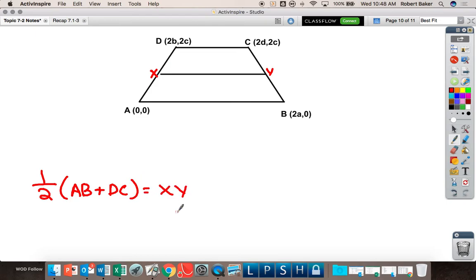We have to prove that that's correct. It says prove that 1/2 of DC plus AB is equal to XY. Now we're going to cheat here a little bit because we're smart, right? How long is this line? 2A. I went over 2A. Do I have to do any proof stuff there? So how long is AB? 2A. So 1/2 of 2A plus, now how long is the line up here?